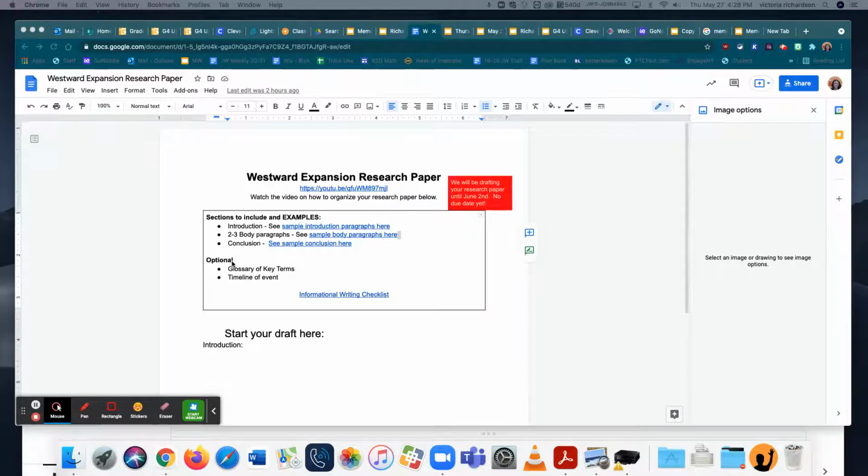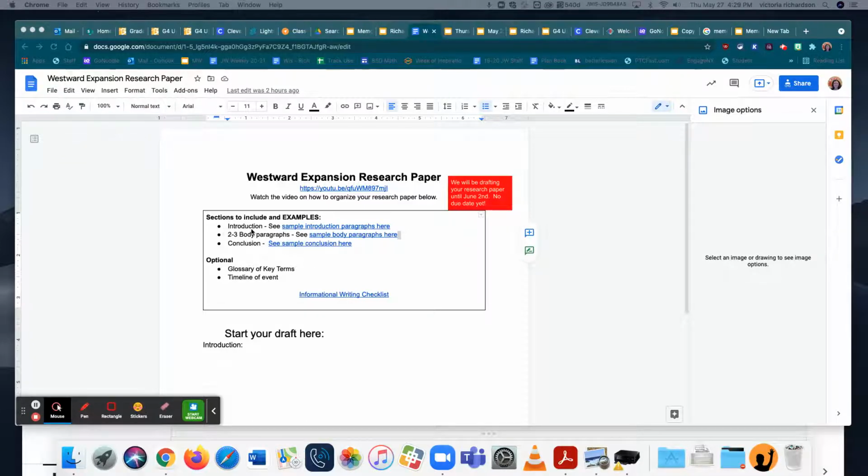Then if you have time before we do the perspective writing, then I want you to do something else. So we have a glossary of key terms that you could create or a timeline of events that you could create. And then finally, I always include the writing checklist because that's how I'm going to be grading it. So I want you to have this while you're working. You won't finish this obviously until the end, but at least it gives you an idea for what I'm going to be looking for. All right, so let's really quickly take a look at some examples.